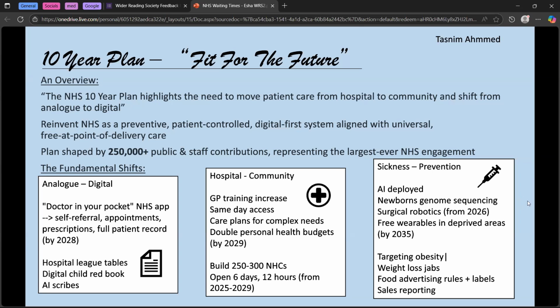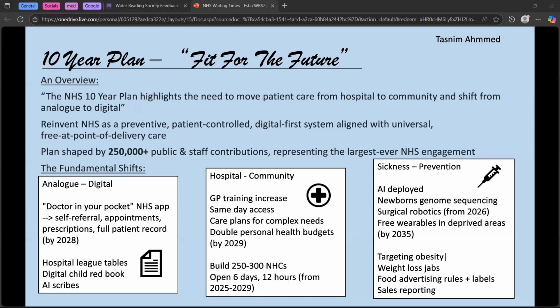So what they're aiming to do is reinvent the NHS as a preventative and patient-controlled system where it will mainly be digital focused. So this makes it more accessible to people who need it, such as the elderly, where they may not be able to access the hospital, and deal with NHS waiting times, which are said to be going down with the shift. The plan was helped shape by 250,000 people, including staff and the public. So it is quite representative of what the people want and how issues can be tackled.